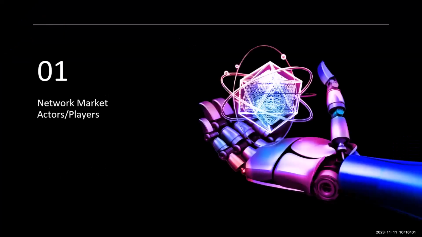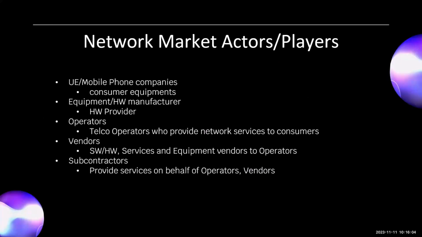Let's start with the market actors and players. Who is in the ecosystem of radio access network? We have our UE mobile phone companies. These are the companies who produce the UEs, the user equipment, the equipment that we hold. Basic UEs are our mobile phones. Anything that connects to the 5G network is called a UE. So computer equipment, consumer equipment. We could think about Apple, Samsung, Huawei, Nokia, and other UE vendors.